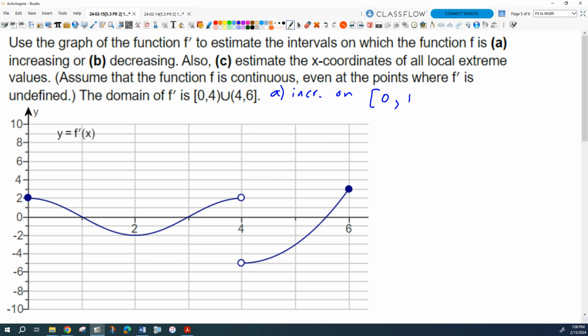Bracket? Is it increasing at 1? No, 1 is where it's transitioning. Got to do that, don't I? Darn right. That's embarrassing. Or where else? 3 to 4 it looks like, yeah. 3 to 4, that open interval. Where else? Something like 4 to 6. Let's get through.